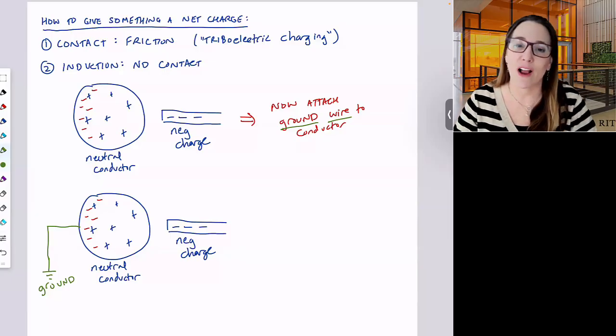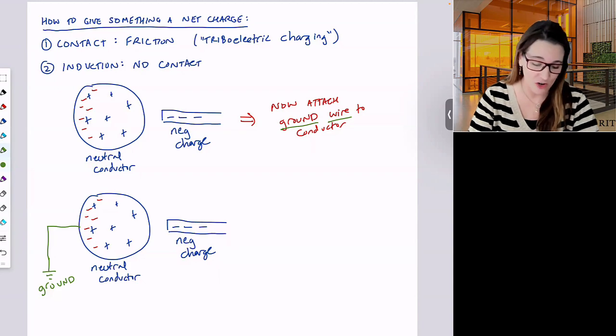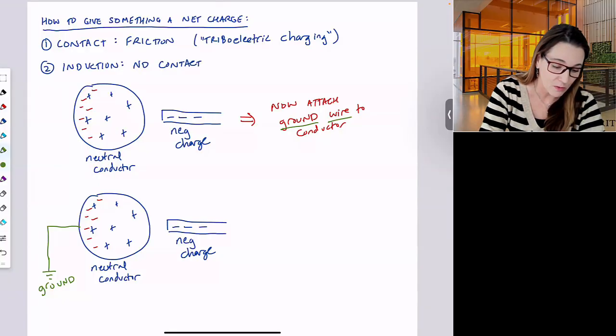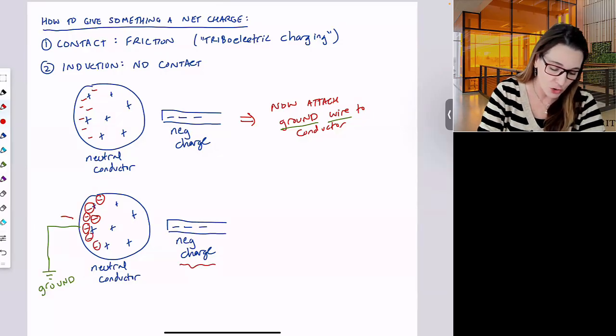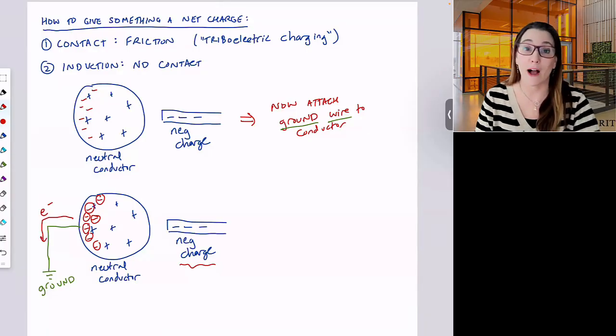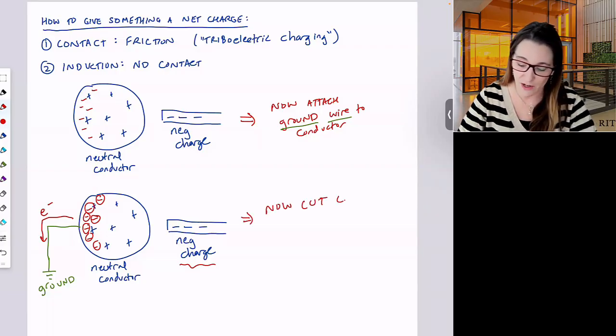If I attach that ground wire, remember that ground is an infinite source or sink of electrons. So in this case, my extra electrons that are here are going to want to run away, right? All of these electrons are going to want to escape because now they have somewhere to escape to, and they're trying to get really far away from this negative charge. So my electrons will actually try to escape to ground. Now, all I do at this point is cut the ground wire.